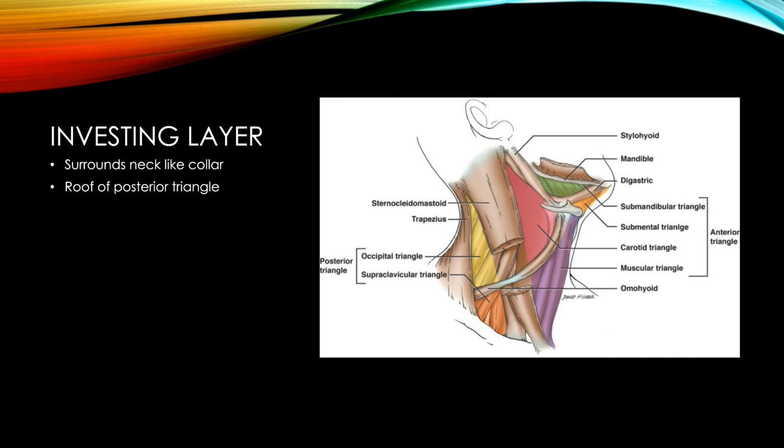Now we are going to see about some important features of this investing layer. Already we saw about salivary glands and the spaces. Now we are going to see these in detail. So this investing layer of the deep cervical fascia splits to enclose two muscles, two glands and two spaces. We already saw about two glands, parotid and submandibular, and two spaces, suprasternal and supraclavicular. Now we see about the two muscles, that is trapezius and sternocleidomastoid.